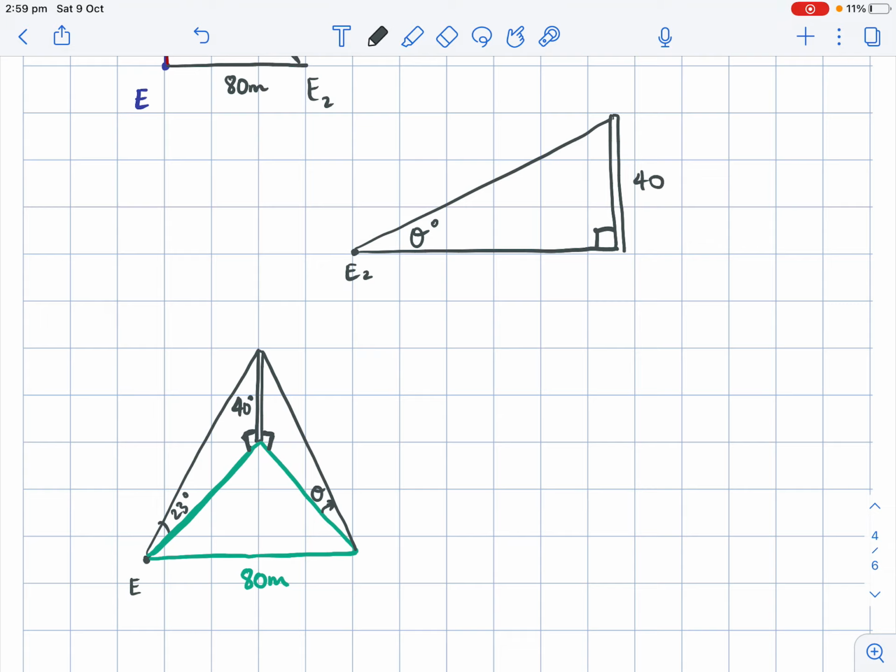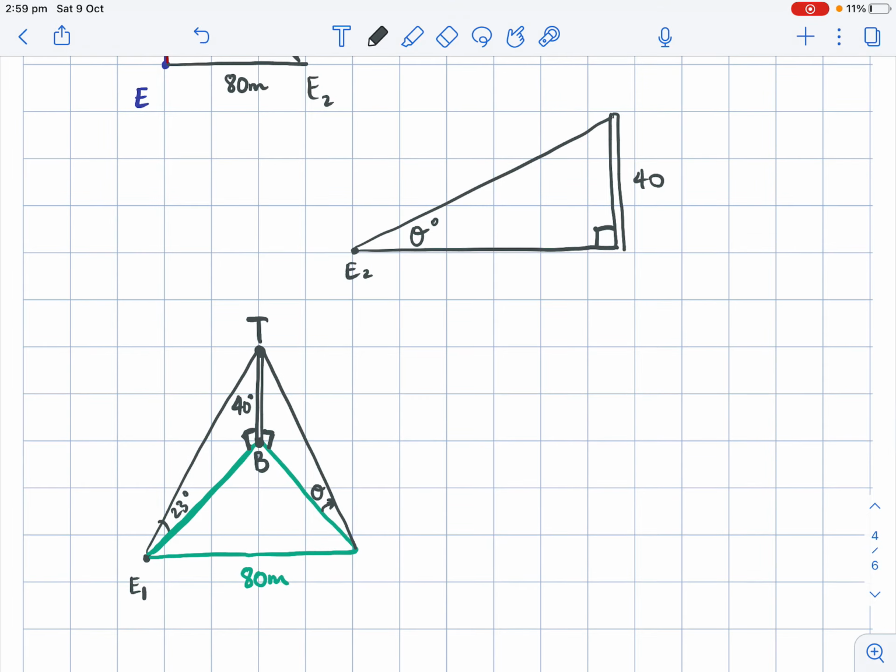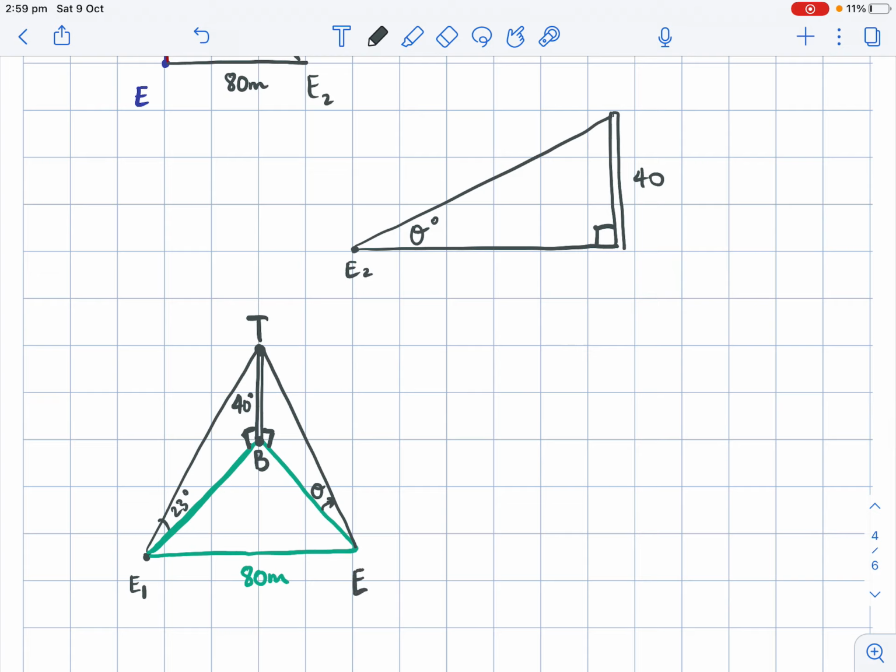Let's actually try and draw all of these 3 triangles. I'm going to label some key points to help me understand what's going on. So I'm going to call this T, the top of the building. I'm going to call this B, the base of the building. I'm going to call the first point that Edwina was at E1, and the second point Edwina is at E2.